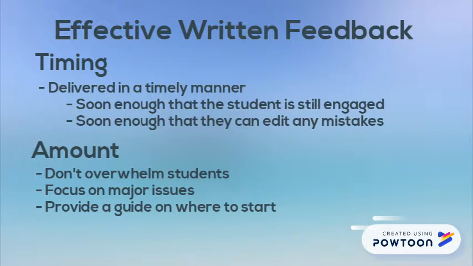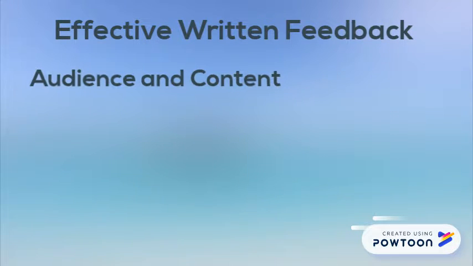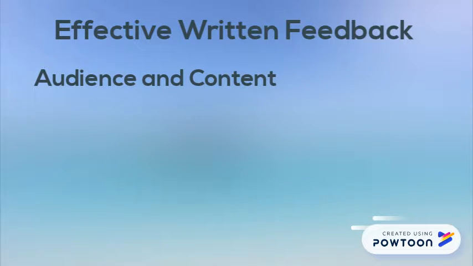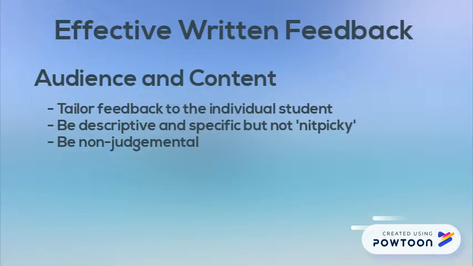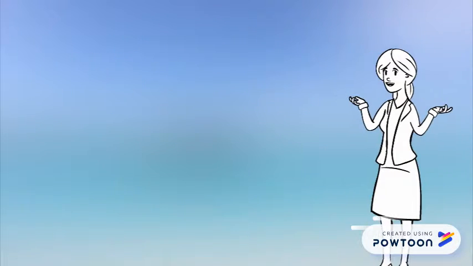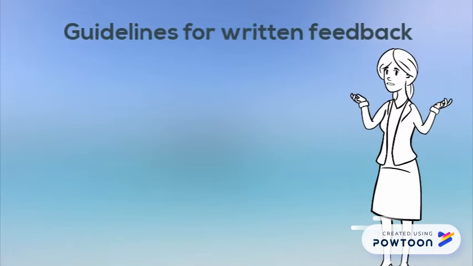Feedback should also be short enough as to not overwhelm your students. The feedback should focus on correcting major issues in the task and should be structured as to provide students with a guide on where to start and what to do next. Feedback also needs to be tailored to the individual student to which it is addressed. It is important that feedback is descriptive and specific, but not overly nitpicky, and presented in a way that is non-judgmental. This may seem like a lot to consider when writing feedback for your students, but it can be simplified into a few simple guidelines.